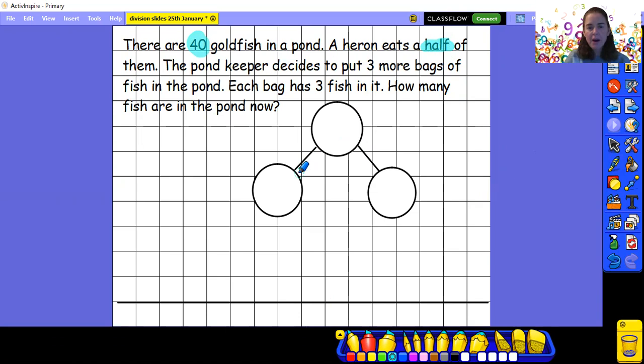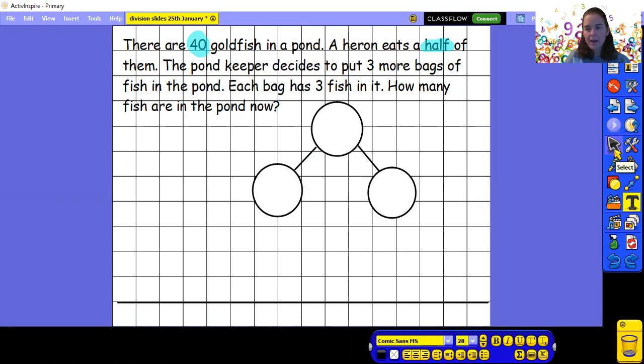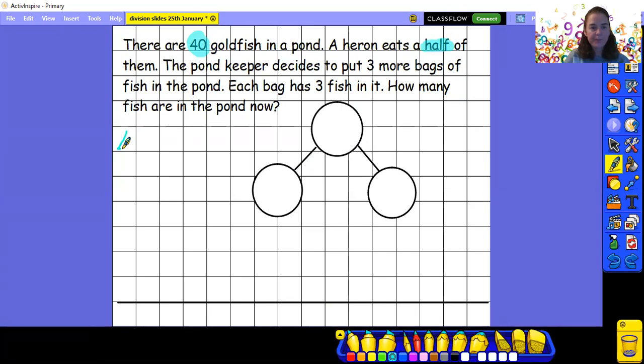So I've got a part whole model here, and I'm going to use this for my division today. So let's do 40 divided by 2. Oh, I don't want that color. It's hard for you to see on the screen, I think. Okay, let's do 40 divided by 2, which is the same as halving, remember. Sorry, my zero is a bit wobbly today. 40 divided by 2 equals. Okay, so I'm going to put my 40 up here.